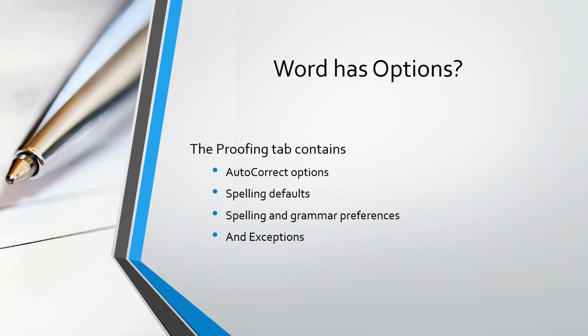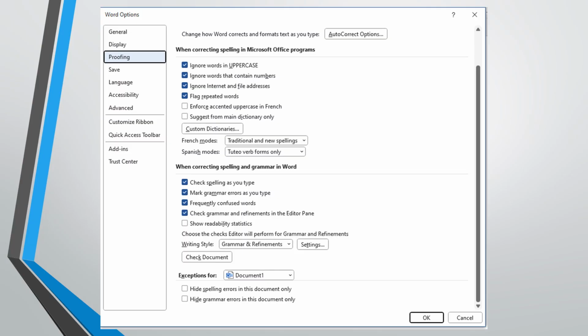The Proofreading tab contains autocorrect options, spelling defaults, spelling and grammar preferences, and exceptions. As seen in this screenshot, this is an interesting page of options. Ever wonder how to set up custom dictionaries, ones that include industry jargon, medical terminology, or legal terminology, and even the idiosyncrasies with French and Spanish languages?